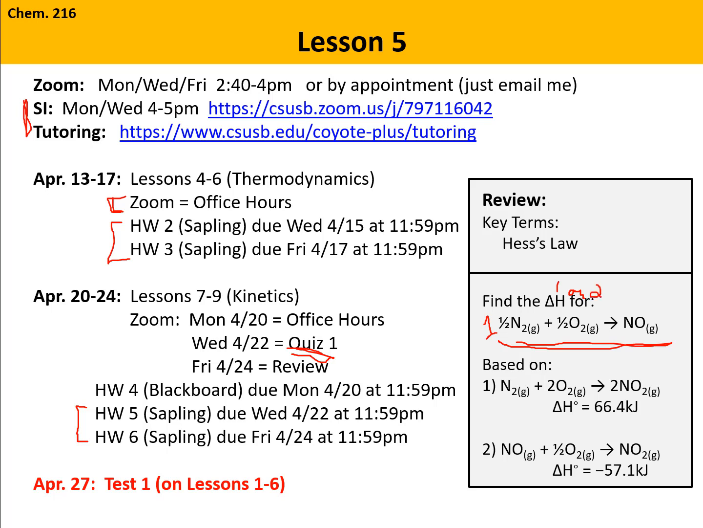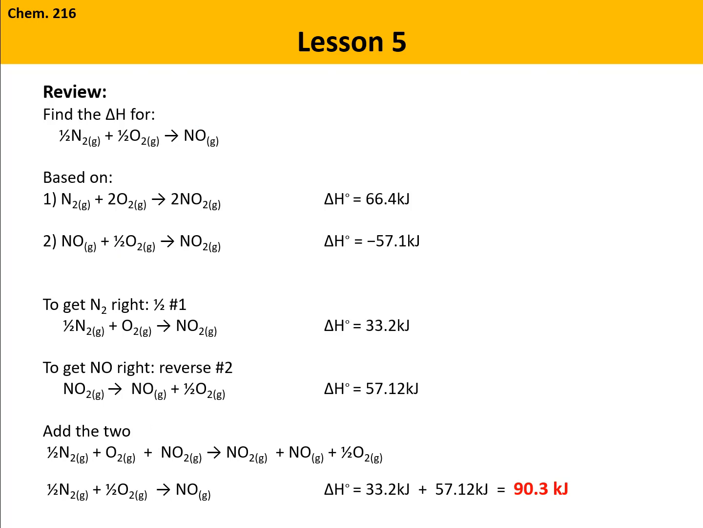So that's not going to be helpful. And NO, that's only available in equation 2. So I could either use equation 1 to get N2 right, or equation 2 to get NO right, and that's what we do here. First, we want half N2, and we have 1 N2 here, so we take number 1 and multiply it by half. That gives me half N2 plus O2 going to NO2, so I basically took everything times half. That meant my delta H was also halved.